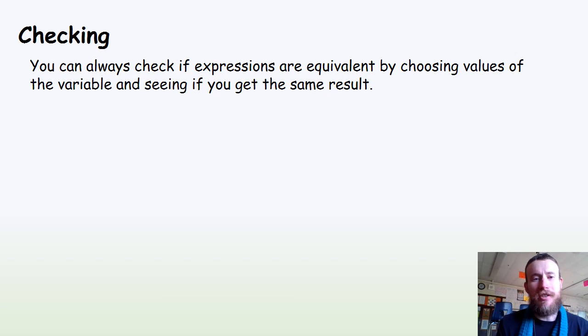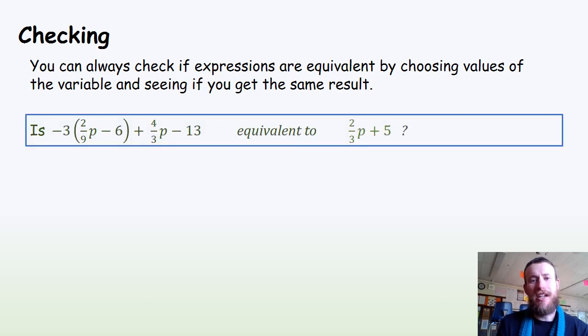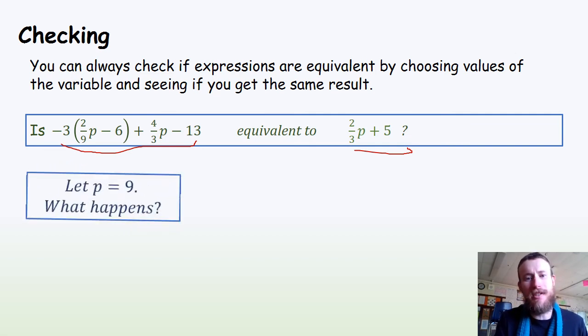And finally, checking. So you can always check if expressions are equivalent by just choosing a value of the variable. So we kind of did this in class, and some of you had this as an idea to write some expressions. These are the 2 expressions that we just did in the last slide. This long one to begin with, and then the shorter one. So if you just say, well, I have this variable p, right? What if I choose p is 9?